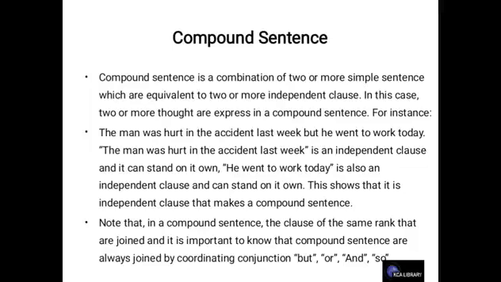But when we look at the example as it is given, we have it joined together with the conjunction 'but'. This shows that it is independent clauses that make a compound sentence, that is, two or more independent clauses. We said a simple sentence is equivalent to an independent clause. Two or more simple sentences will then make a compound sentence joined by a conjunction. So note that in a compound sentence, the clauses of the same rank are joined, and it is important to know that compound sentences are always joined by coordinating conjunctions: but, or, and, so, and the like.